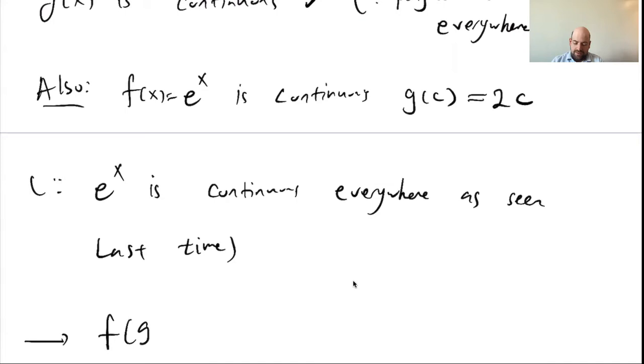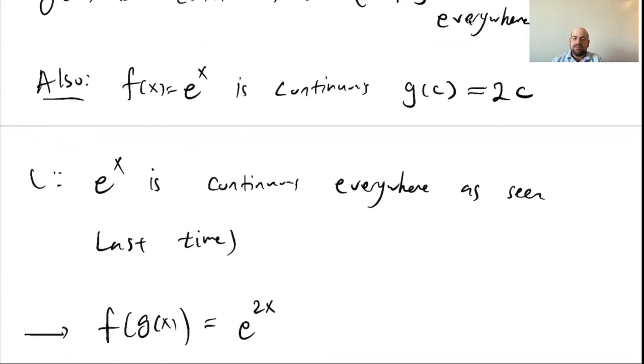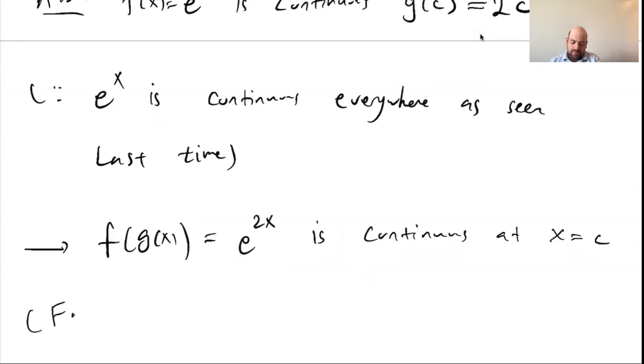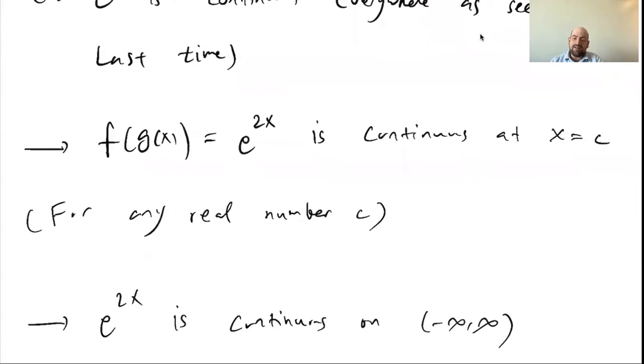So that means f of g of x, which is e to the 2x, is continuous at x equals c for any real number c. F of x is e to the x, g of x is 2x, so f of g of x is e to the 2x. So e to the 2x is continuous on minus infinity to infinity, because this argument is valid for any real number c. For any point c inside this interval, the function f of g of x is continuous.